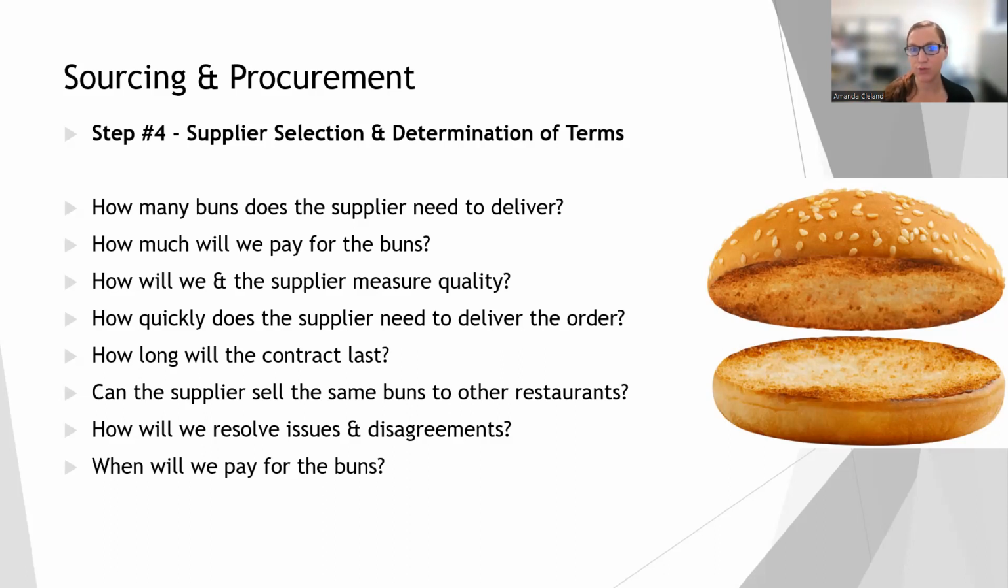Are we going to have it for 6 months? And we've got to think about, is this proprietary? Can our suppliers sell the same buns to other restaurants? Can they sell it to our competitors? Maybe we want to ensure that there's a non-compete offer in there. And how are we going to resolve issues and disagreements?